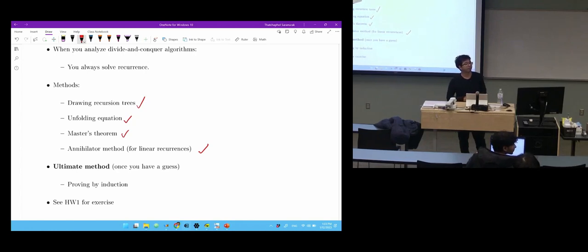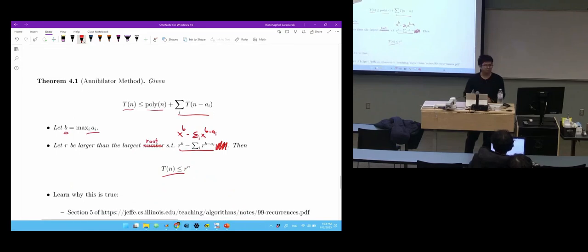Can you talk about why that equation works, with the r to the b minus the sum of r to the b minus a_i? Like the proof behind this theorem. Why it works at all.